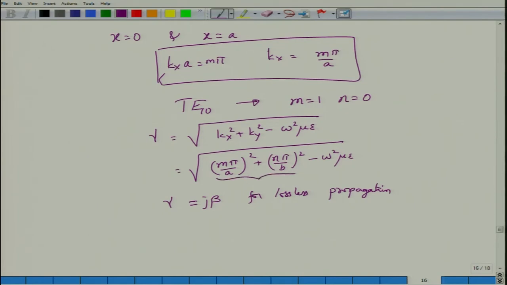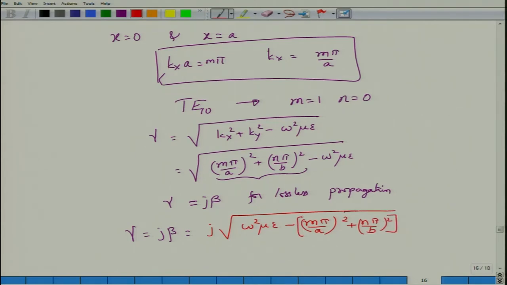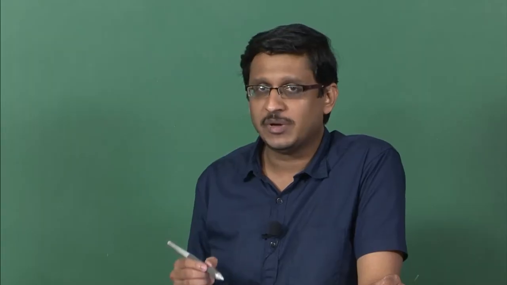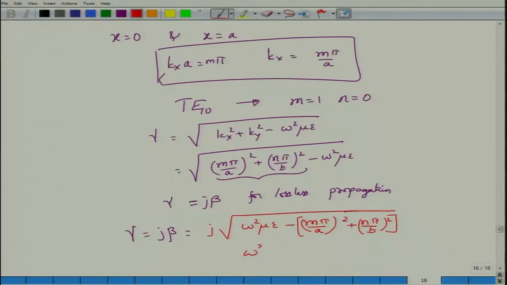When the quantity here is less than omega square mu epsilon, then you can rearrange the equation and say gamma equals j beta, which is equal to j times square root of omega square mu epsilon minus the quantity m pi by a whole square plus n pi by b whole square. This right-hand side gives you the propagation constant of the modes. And this happens under the condition that omega square mu epsilon is greater than, or at the lowest equal to, m pi by a whole square plus n pi by b whole square.